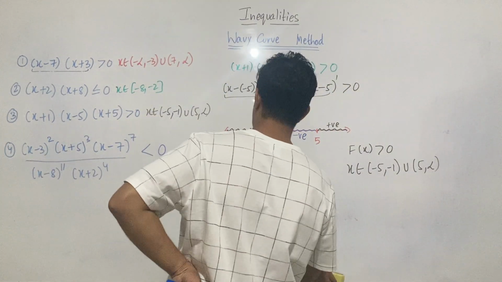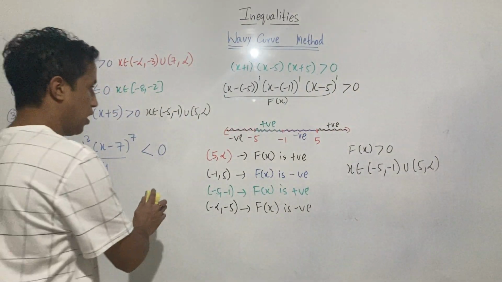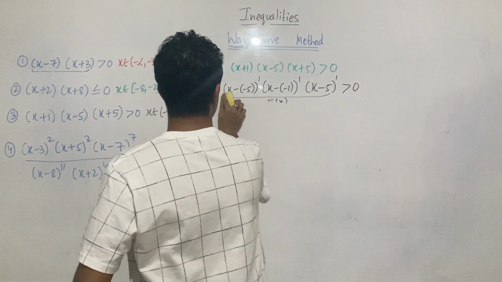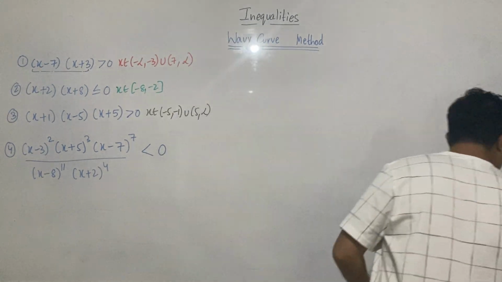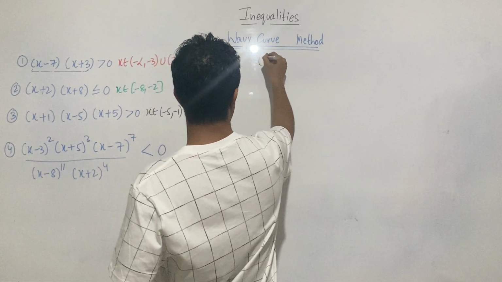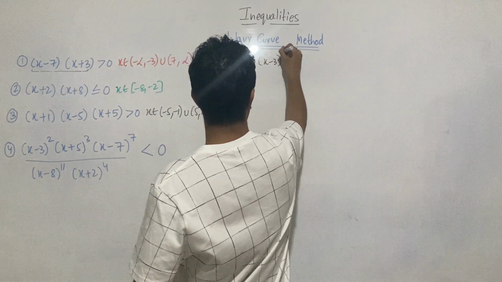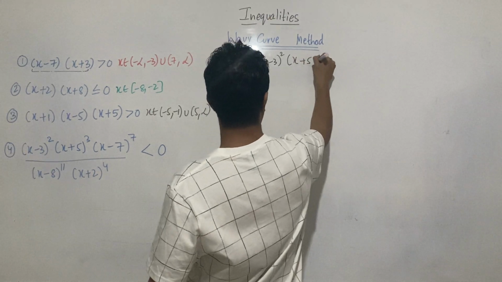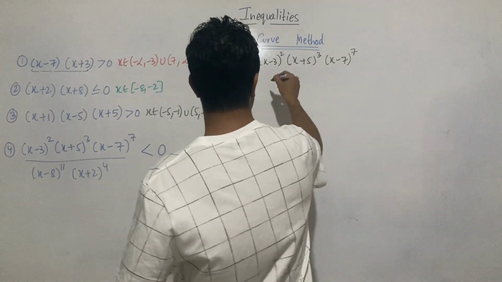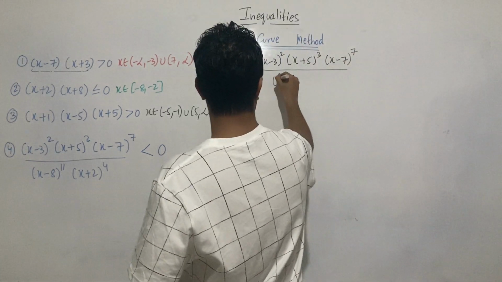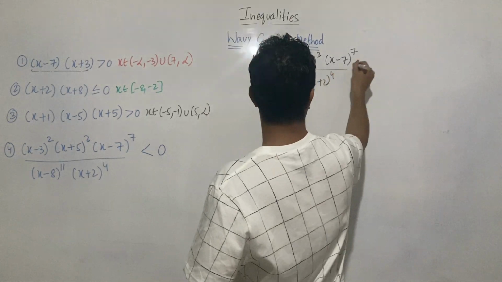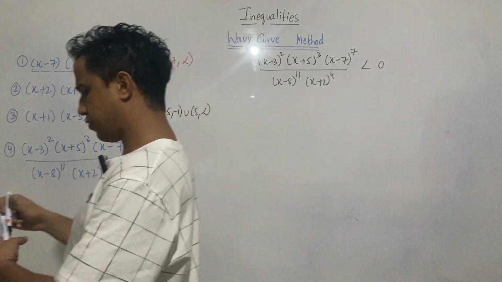Okay, so I hope it makes sense. Now let's go to the next one. Next one here we have (x minus 3) squared, (x plus 5) cubed, (x minus 7) raised to the exponent 7, divided by (x minus 8) raised to the exponent 11, (x plus 2) raised to the exponent 4, less than 0. Okay, now see here.